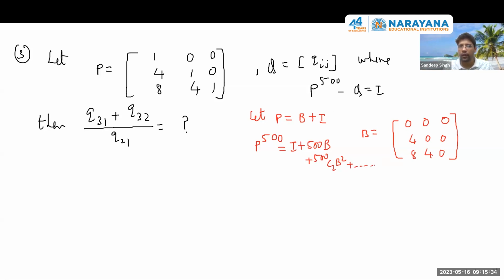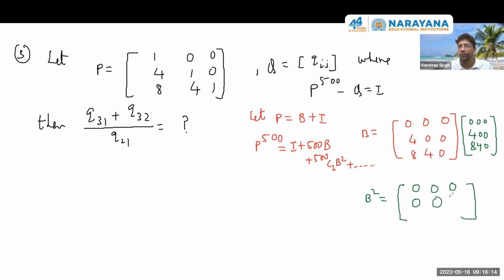For that, I also require B square. So tell me what is going to be B square. This will be 0, 0, 0, 4, 0, 0, 8, 4, 0 times itself. So what will be this? Here 0 will come for sure. Here also 0, and here also 0. Is it clear now? This is also 0, and then this is 0, this is 0.